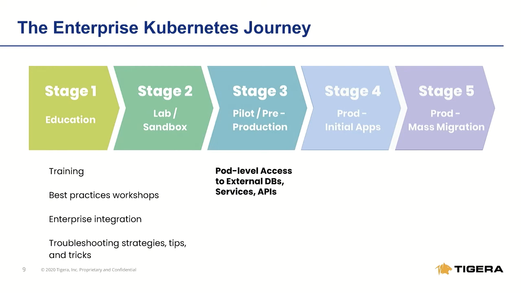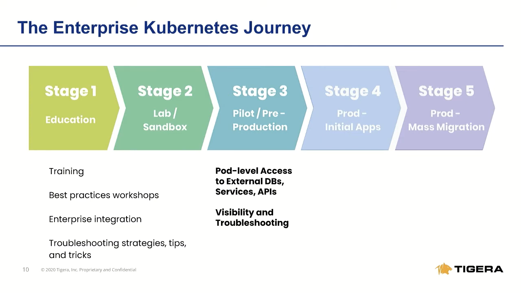As you move into running a pilot or pre-production stage, what we see are really 3 different hurdles that folks have to get through. The first is what we call pod level access to external resources. Kubernetes applications may need to connect to things that are not inside of the cluster. This could be a database, a cloud service, another application, or an API. And that's really the first challenge, and we'll talk more about that today.